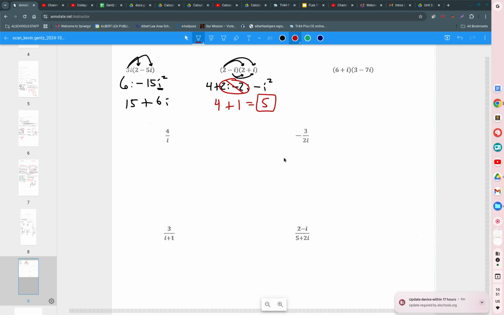Okay. Try the next one on your own. Try the next one here. It's 6 plus i times 3 minus 7i.